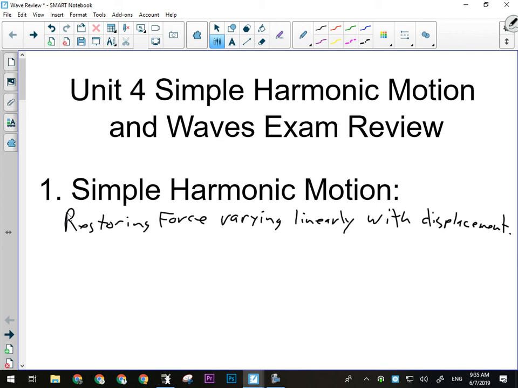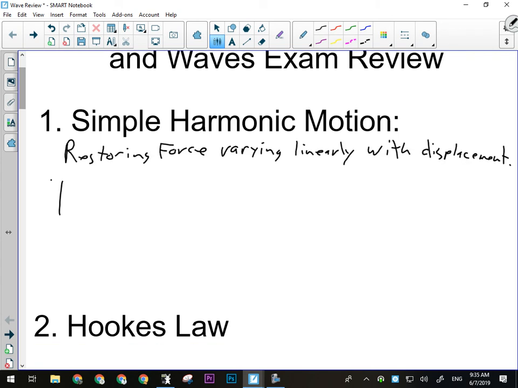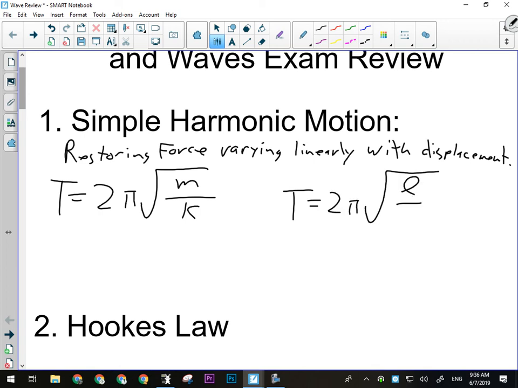Then we talked about two examples of simple harmonic motion. So we looked at a pendulum and a mass on a spring, and we looked at the factors that can affect their period. For a mass on a spring, we found that the period was affected by the mass and the stiffness of the spring. For a pendulum, and we confirmed this with a lab, we found that the period of a pendulum is affected by the length of the pendulum and the acceleration due to gravity.